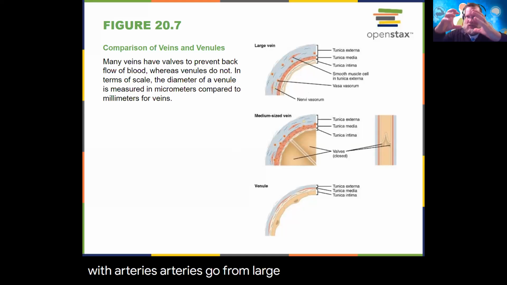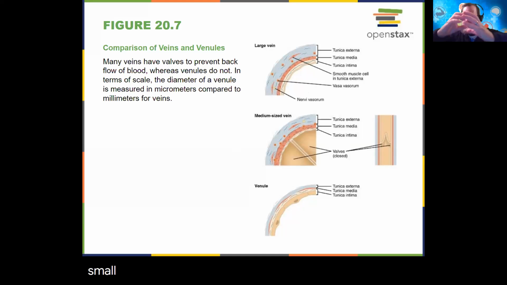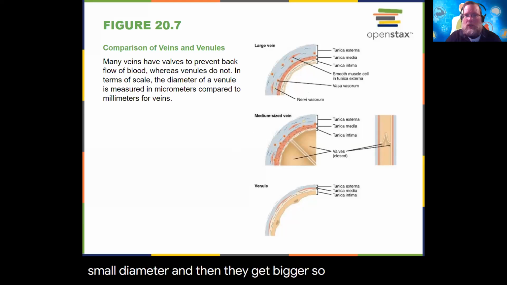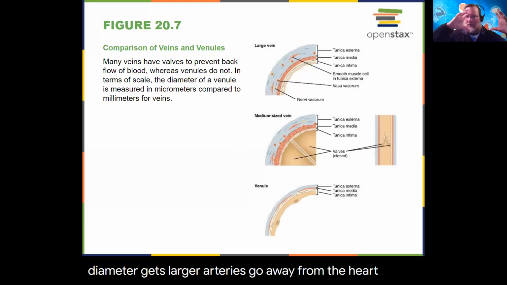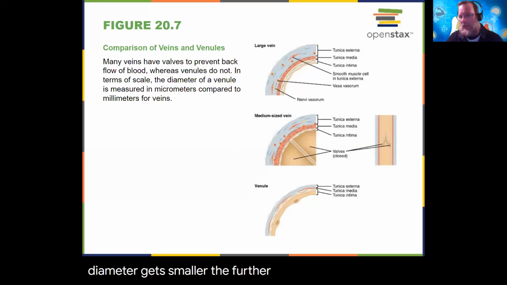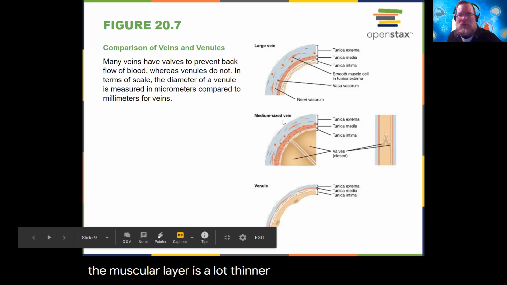Arteries go from larger diameter to smaller diameter until we get to capillaries, and then veins go from small diameter and get bigger. So veins go toward the heart and their diameter gets larger. Arteries go away from the heart, and their diameter gets smaller the further away they go. First off, we already mentioned that the muscular layer is a lot thinner with veins.